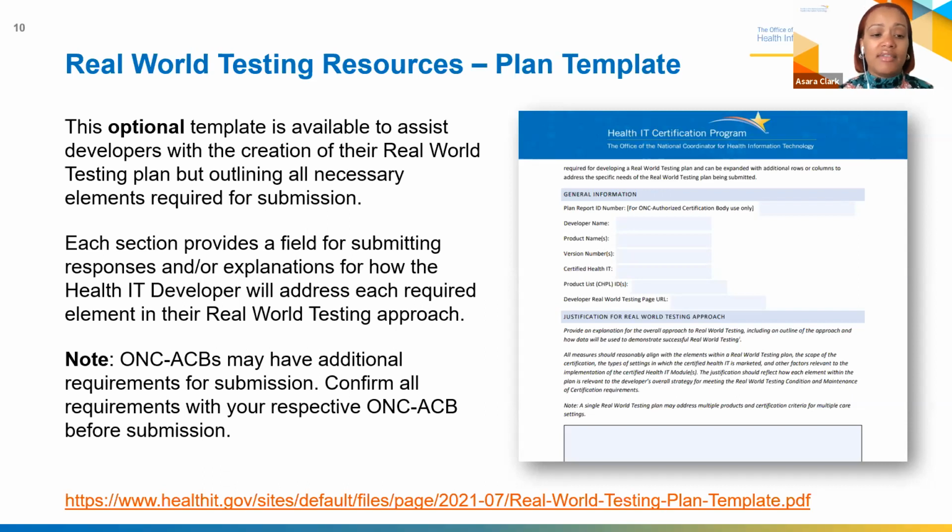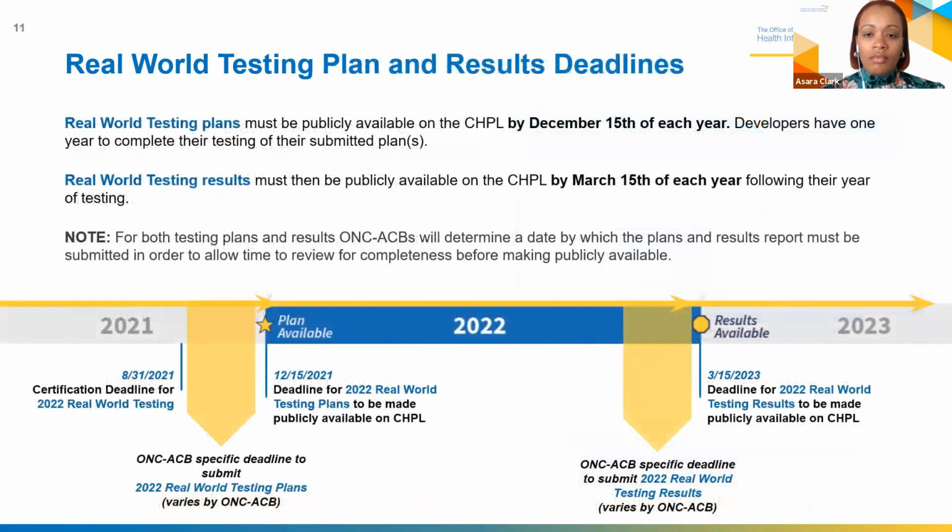Always note that ONC ACBs may have additional requirements for submission, so you just want to confirm all requirements with your specific ONC ACB as you work with them to submit your real world testing plan for being made publicly available in December of this year. All right, another timeline, because we understand how many moving parts there are here with real world testing plans and results reporting and deadlines. So this recaps again, real world testing plans have to be submitted to the ACB and be made publicly available on Chapel no later than December 15th of each year. That's the maintenance of certification requirement.